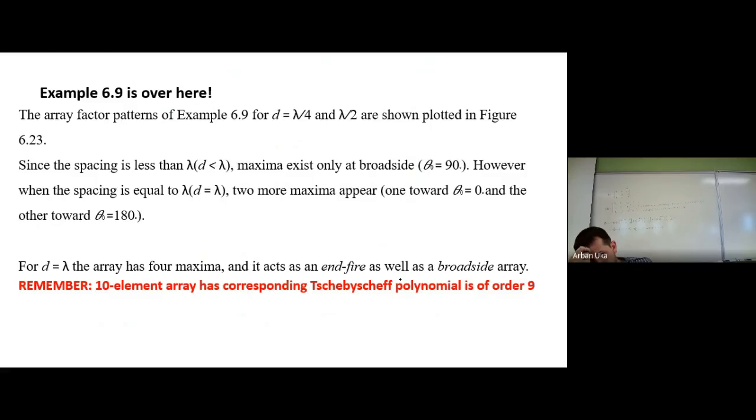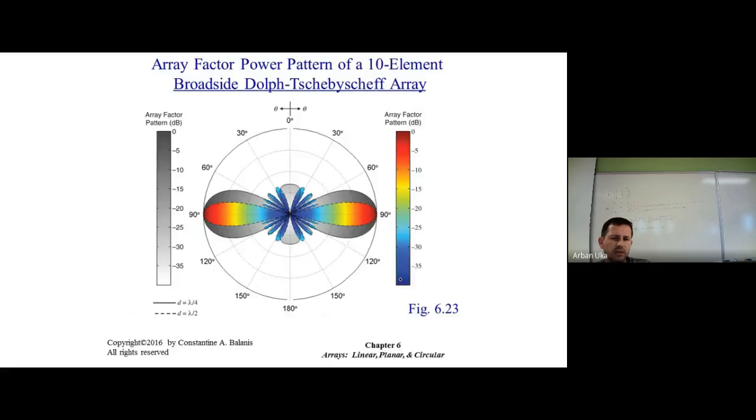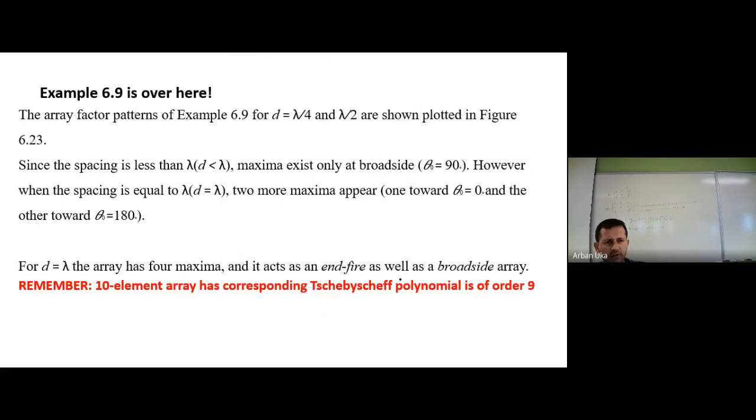Now the array factor patterns of example 6.9 are shown in the slides here for a quarter of a wavelength and half a wavelength. Since the spacing is less than 1 wavelength, which we mentioned before is relatively critical, the spacing should always be smaller than lambda, because otherwise the antenna will exhibit unexpected patterns. As long as d is smaller than lambda, the maxima exist only at theta equal to 90. However, when the spacing is equal to lambda, 2 more maxima appear. I think we have talked about this since the last time.